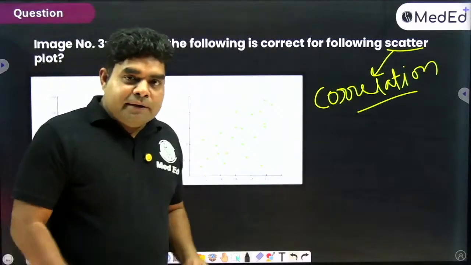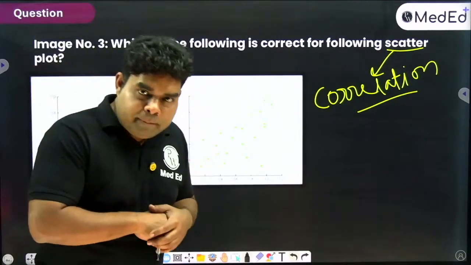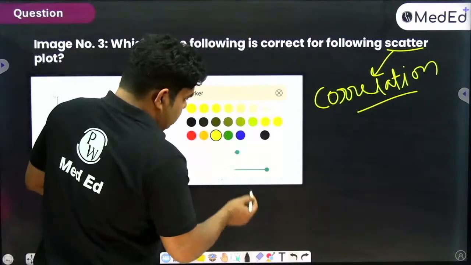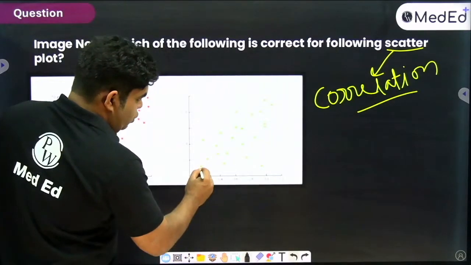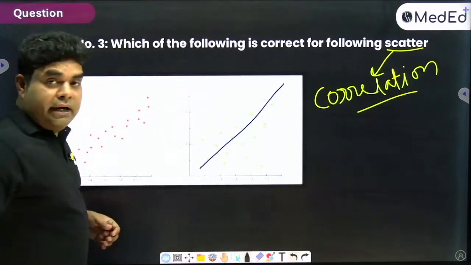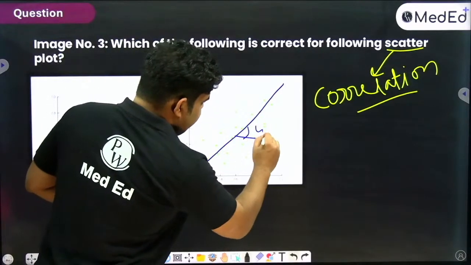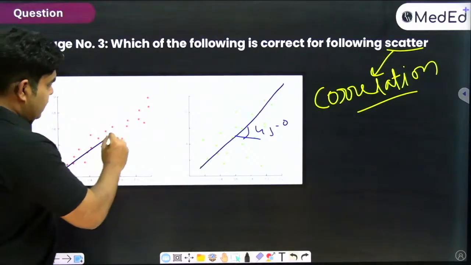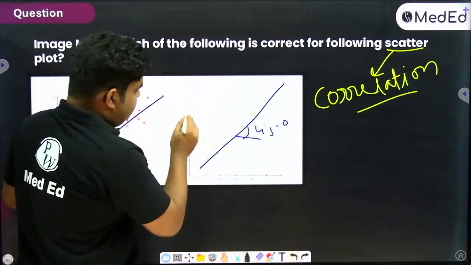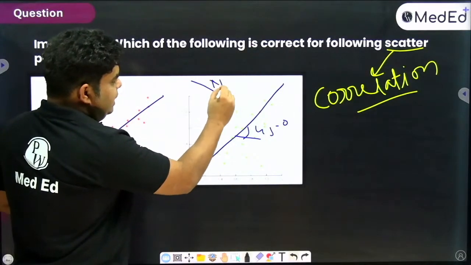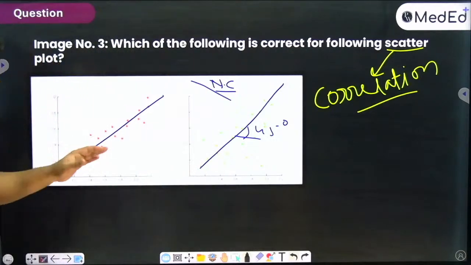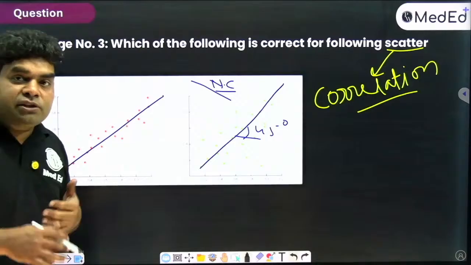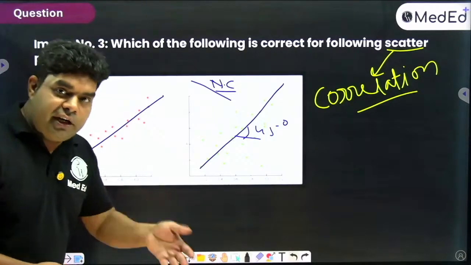So there is positive association between them. And if the line in a scatter plot is going towards this side, this is of course 45-degree angle, and it is showing positive correlation. And if the line is going in this direction, this is showing negative correlation. So the question here is, out of the two plots, which has a stronger correlation coefficient?